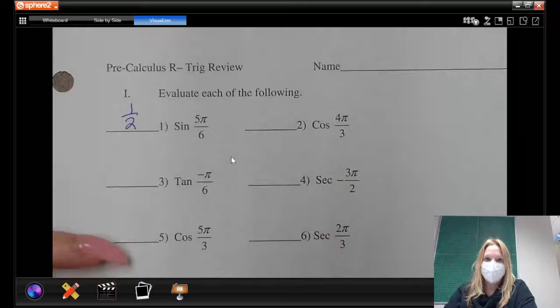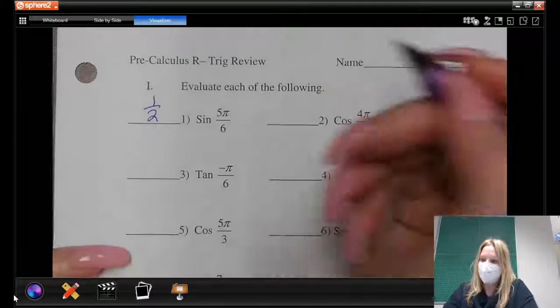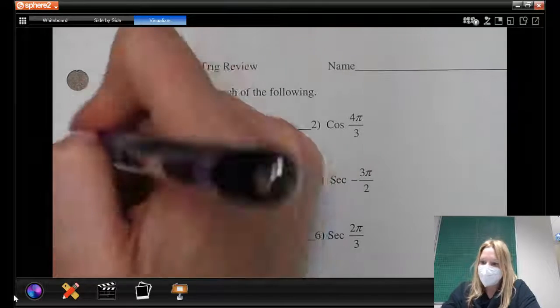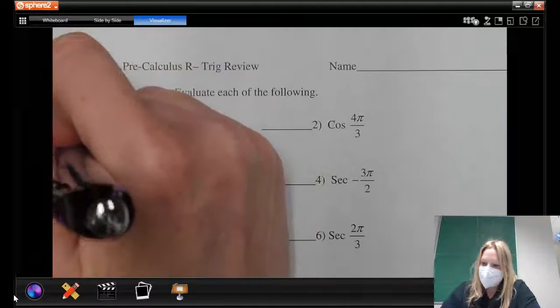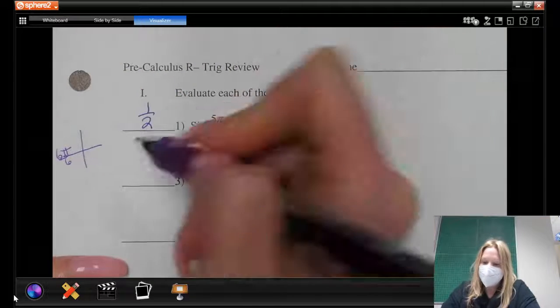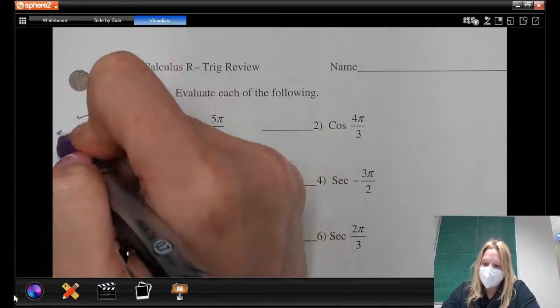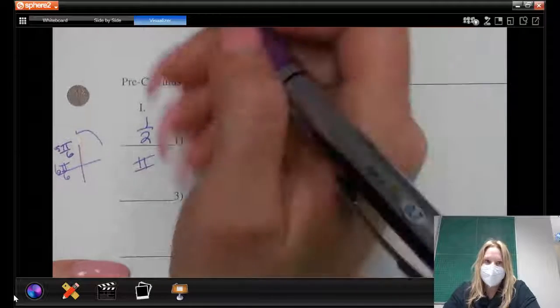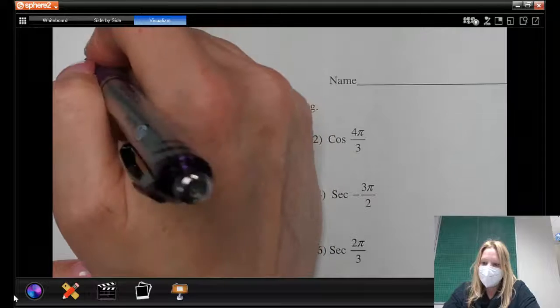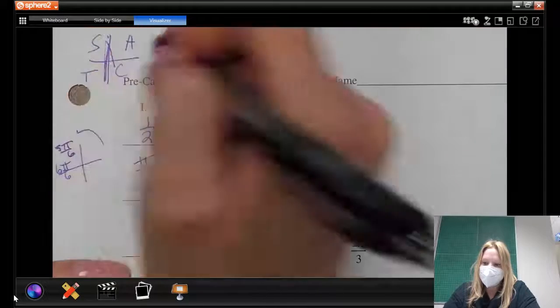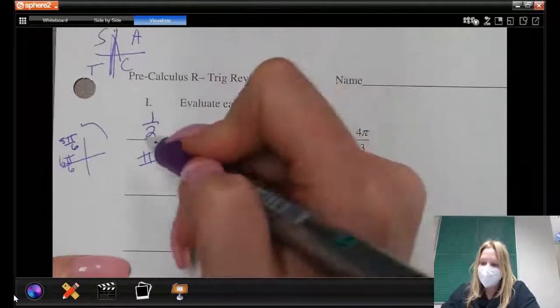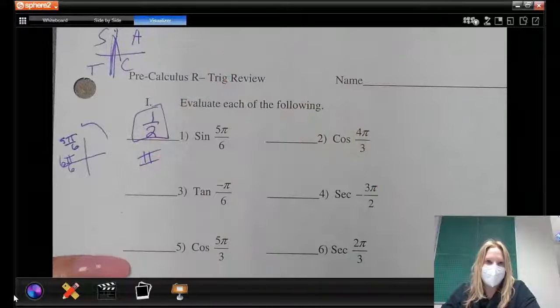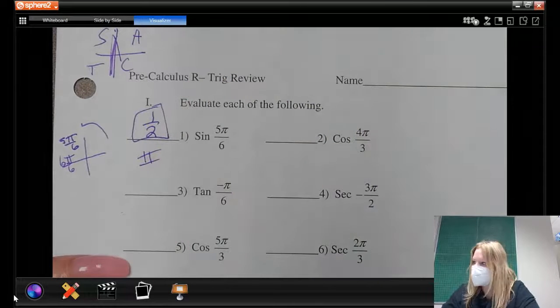in. So this is where I would think, okay, 6 pi over 6 is right here. So if I'm coming around counterclockwise, 5 pi over 6 is here. So I'm in the second quadrant because of my all students take calculus. Sine is positive in the second quadrant, so my answer ends up positive a half.